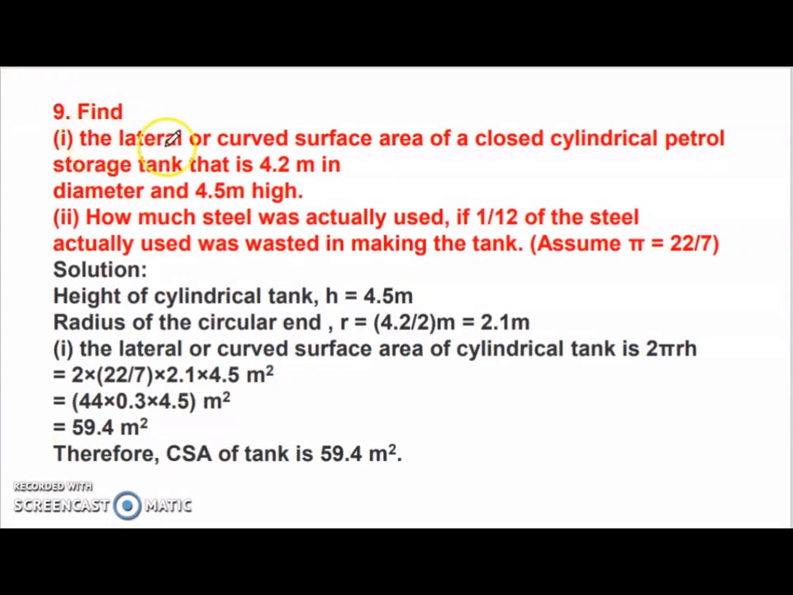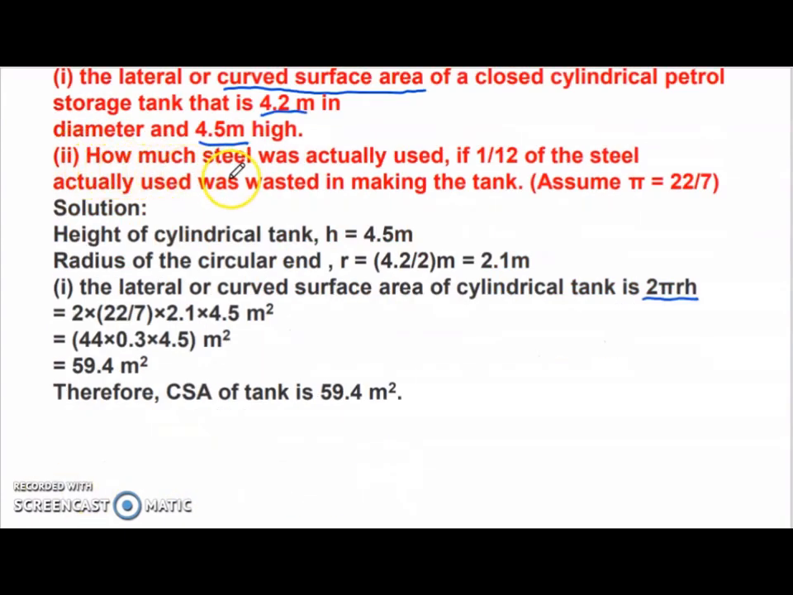Okay. Now find the lateral or curved surface area of a closed cylindrical petrol storage tank that is 4.2 meter in diameter and 4.5 meter in height. So height is this, and 4.2 meter is the diameter, so you have to divide by 2. 2.1 will be the radius. Now in the first part you have to find the curved surface area. So CSA will be 2 pi r h, and you can substitute all these values of radius 2.1 and height 4.5, and you can find the first part, that is 59.4 meters square. This will be the CSA of the tank.